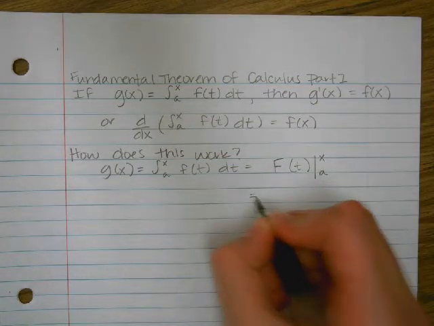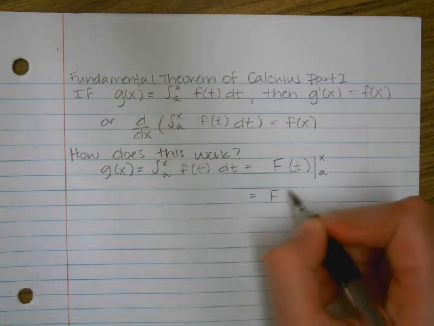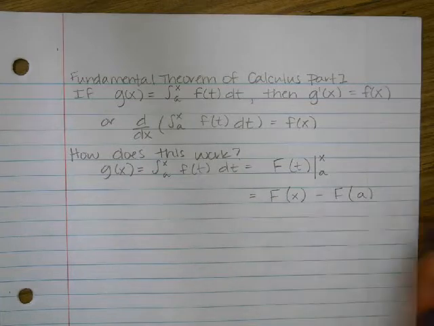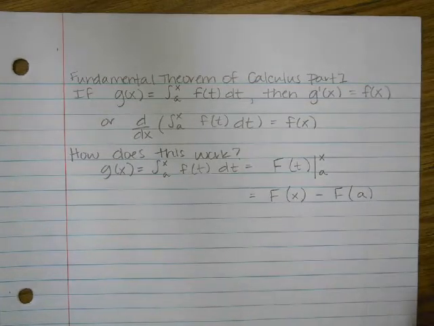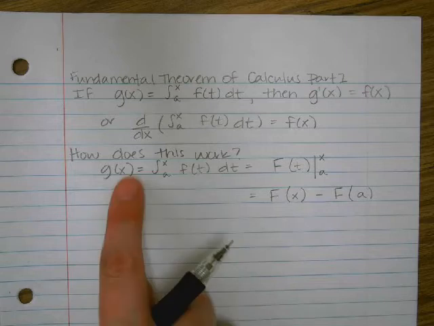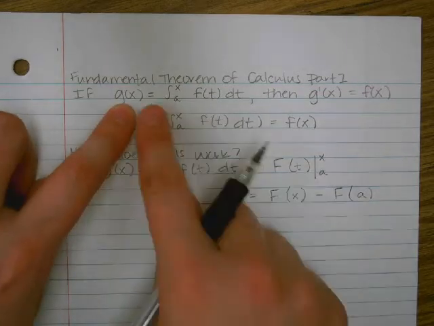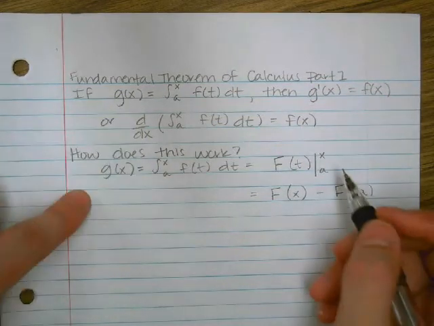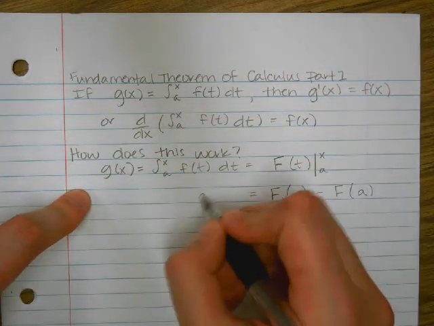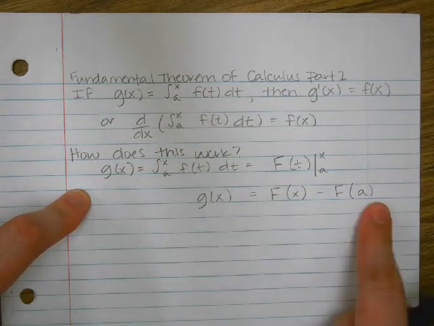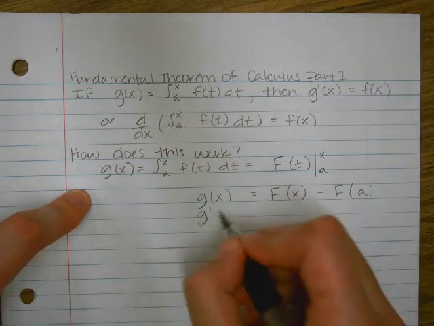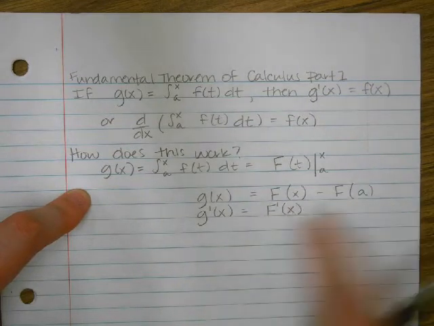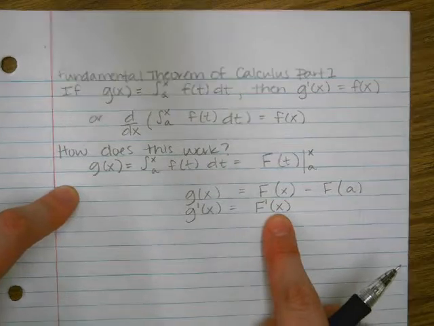And what that means is that we would take that antiderivative and we would plug x into it, and we would take that antiderivative and we would plug a into it, and we would subtract those two things from each other. All right, so now we're saying that the derivative of this equals f of x. So now I want to say if g of x equals this stuff, then the derivative of g of x would be the derivative of the antiderivative evaluated at x.